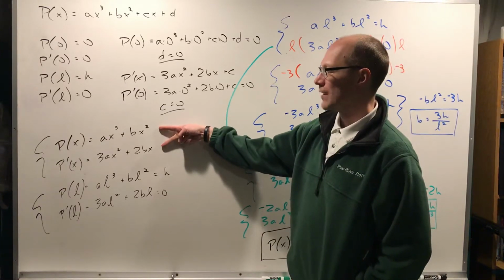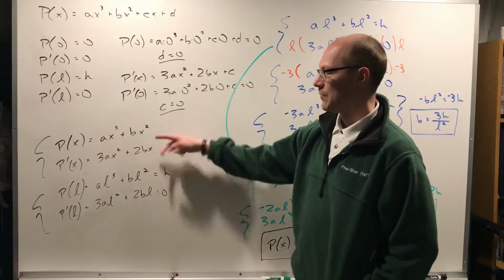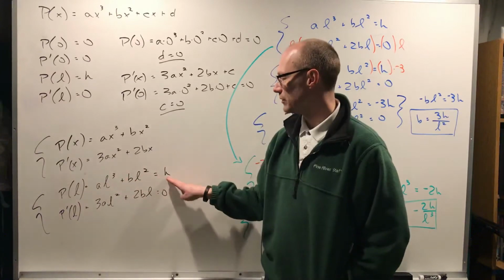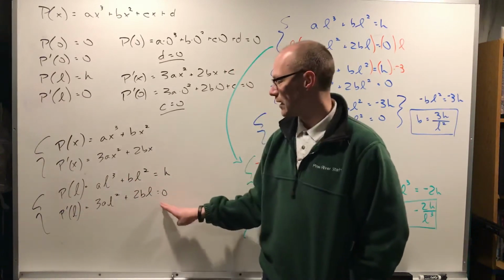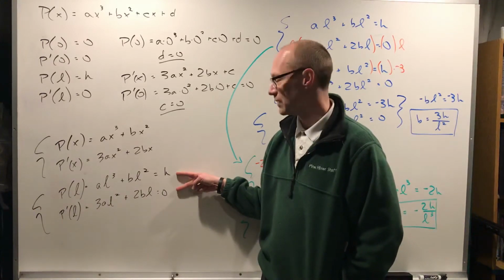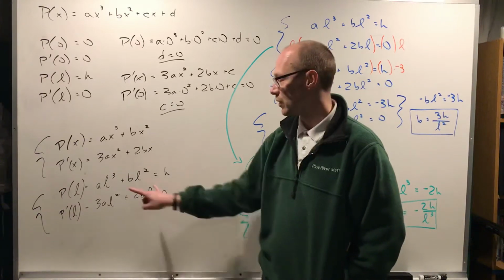Well, if you evaluate each of these two functions at L, when you put L into the original function, you get an output of h. When you put L in the derivative, then you get 0. So these two equations are going to be our key. You notice that structurally they are very similar to one another.